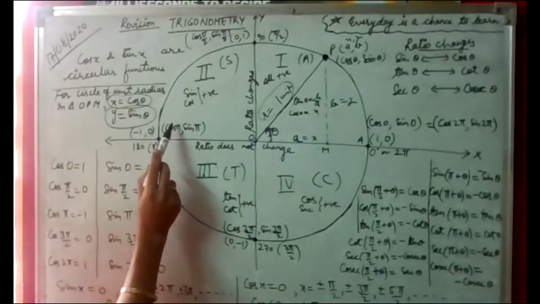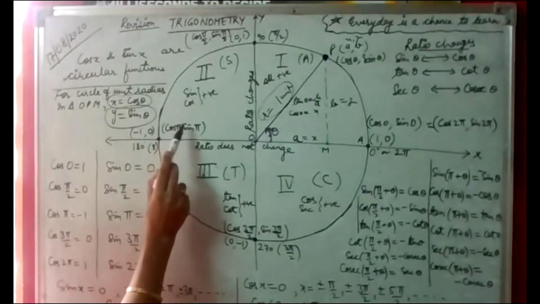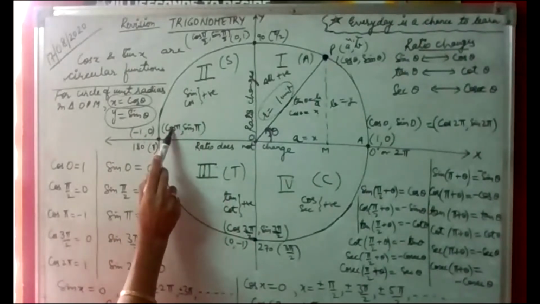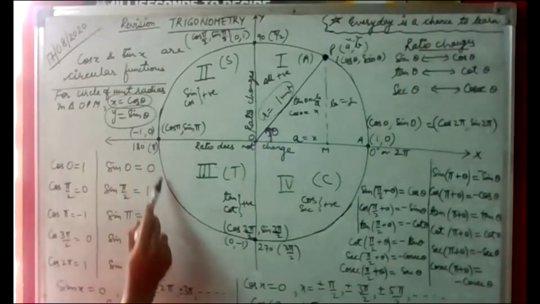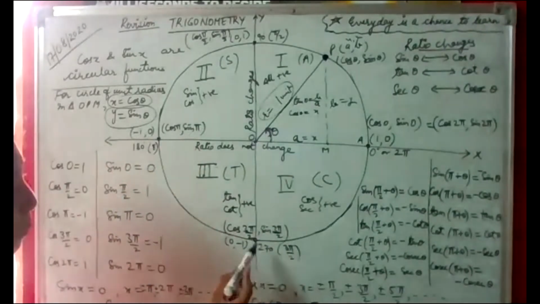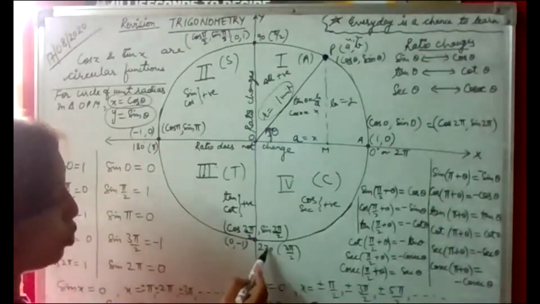And if we come to our polar coordinates, it will be cos pi and sin pi, that is cos 180, sin 180. So we get the value of cos 180 as minus 1, sin 180 as 0. Let's come to the negative y-axis. This is again plus 90 degrees, that is 270 degrees.